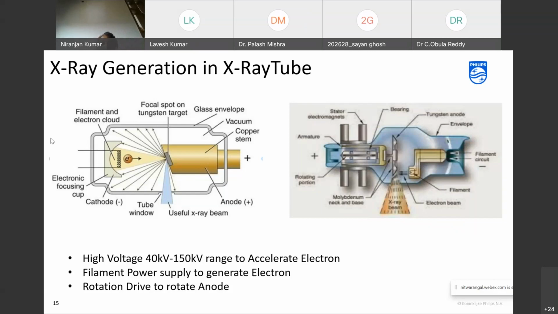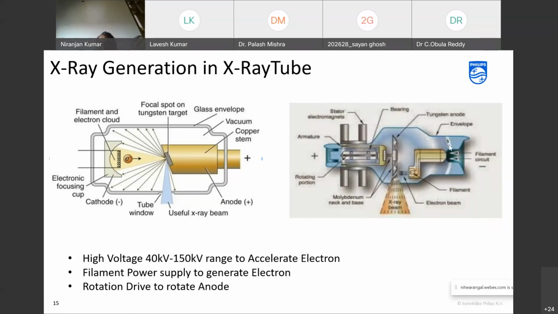Then what will happen is that the point will get burned and melted very soon. To avoid that problem, as you can see on the right side, we start moving the target at a very high speed. The moment you hit, that place has moved and a separate place is there. So virtually you will see the same focal spot, but the actual focal spot is moving at very high speed, something like 3,000 to 10,000 RPM, so that we manage the heat.